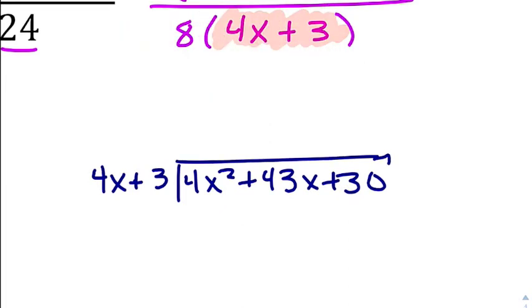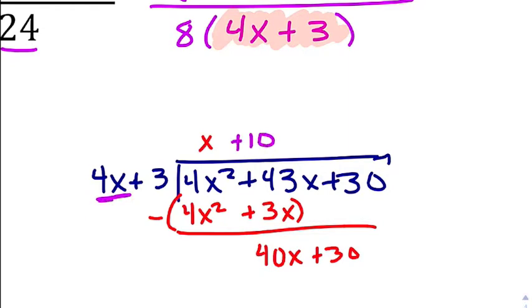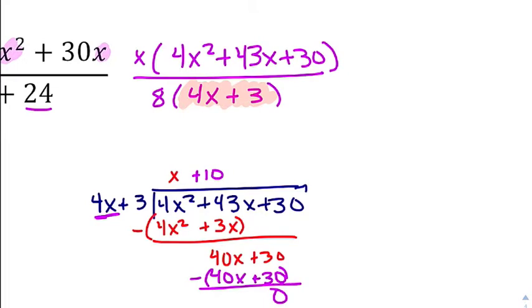If I have 4x squared as my target, if I multiply by x, that'll be 4x squared. 3 times x is, of course, going to be plus 3x. Now I subtract that from my original polynomial. I'm left with 40x plus 30. Now we can continue with the next step. So I want 4x to go into 40x. We'll take 10 of those to do it. And that'll leave me with 30. Now if you look here, when I subtract the second line, I end up with 0. And so that means 4x plus 3 is a factor of the top quadratic.